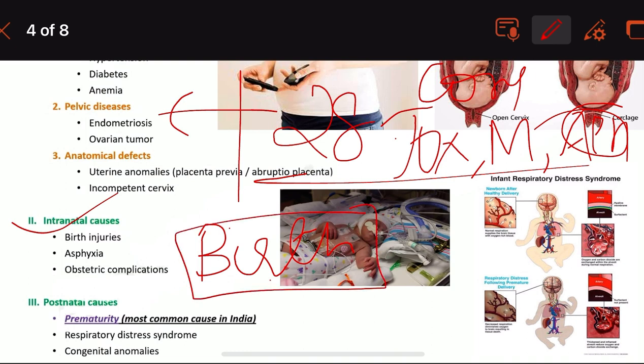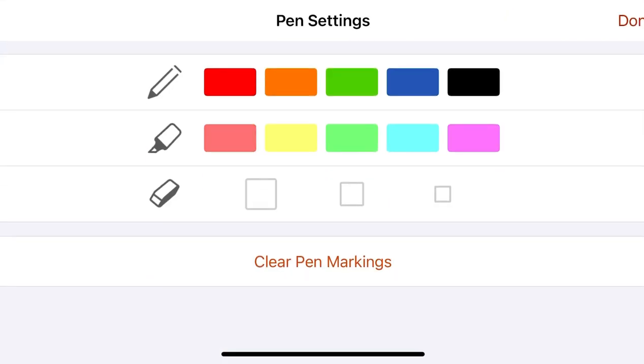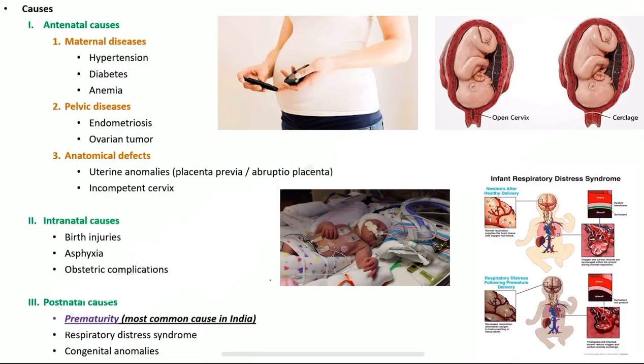In the intranatal causes, that is occurring during the birth, there could be birth injuries. Injury can occur during the birth. And then we have asphyxia. And next, along with asphyxia, there are obstetric complications. So we see that there could be an obstructed labor, the lie could be abnormal, abnormal presentation of the baby. It could be breech presentation. So these could be the intranatal causes.